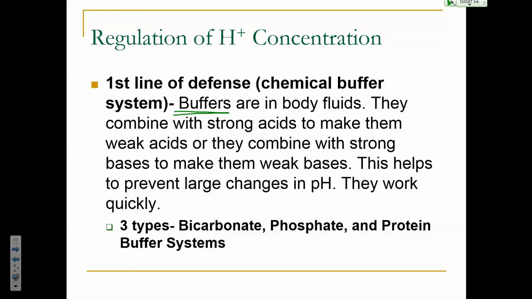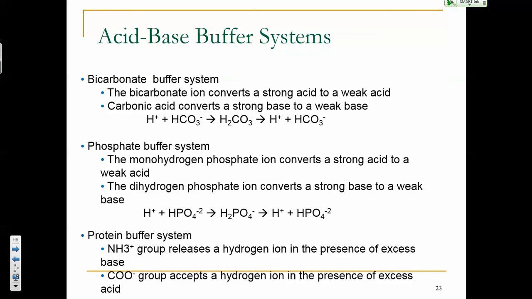There's 3 kinds of chemical buffer systems. I'm not going to test you on the chemistry of the 3 systems, but you do need to list them. There's the bicarbonate buffer system, the phosphate system, and the protein system. I'll look at it with you a little bit. Here they're laid out. As far as this slide is concerned, you just need to know their names. These are chemical buffer systems. These are chemical buffers.